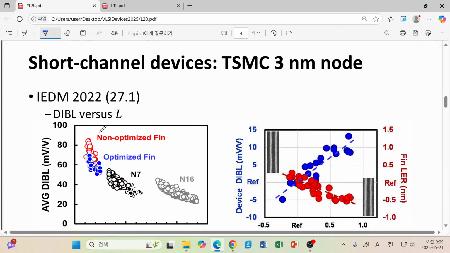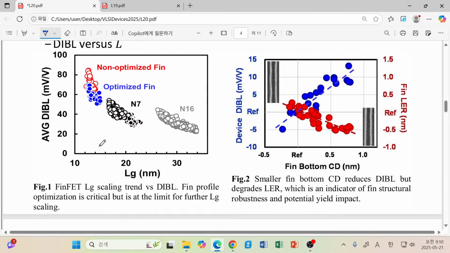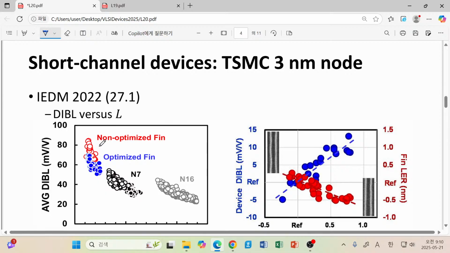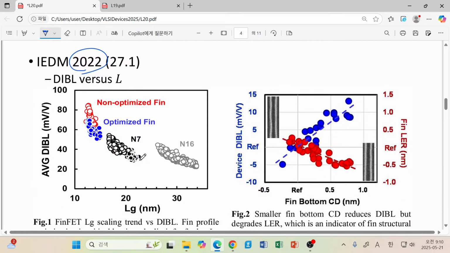So now let's go to the real world. This is taken from TSMC's 3 nanometer node. The 3 nanometer node was announced just 3 years ago, at IEDM 2022. So actually 2.5 years ago it was announced. And please have a look at this left figure. Maybe this left figure is extremely interesting to most of us. I think this graph is quite typical, and we should get very familiar with this type of graph. The x-axis is channel length and the y-axis is DIBL.